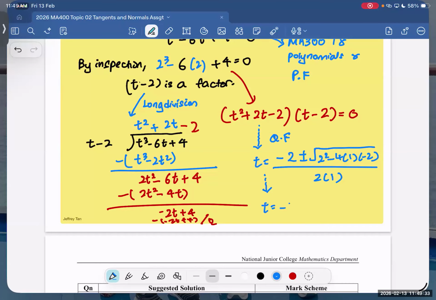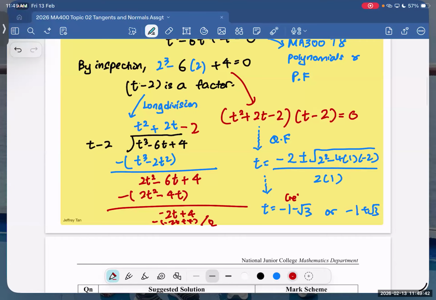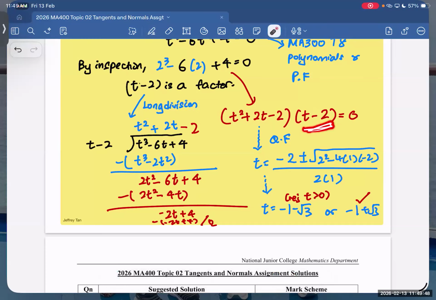My answer can be negative 1 minus square root 3 or negative 1 plus square root 3. Now, definitely for this, I need to reject because t must be more than 0. This one I accept. So you will find that the answer is negative 1 plus square root 3. Total got 2 answers. Clear so far?